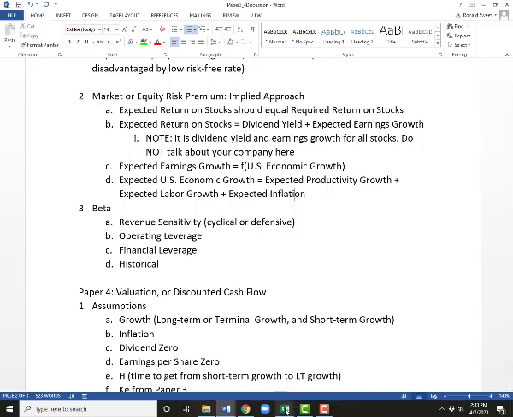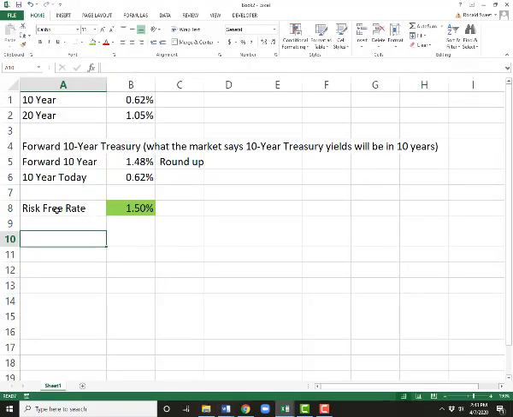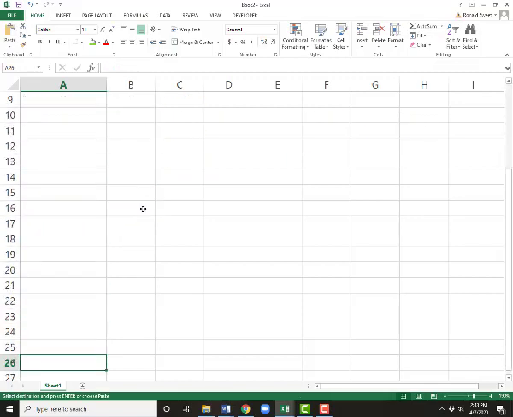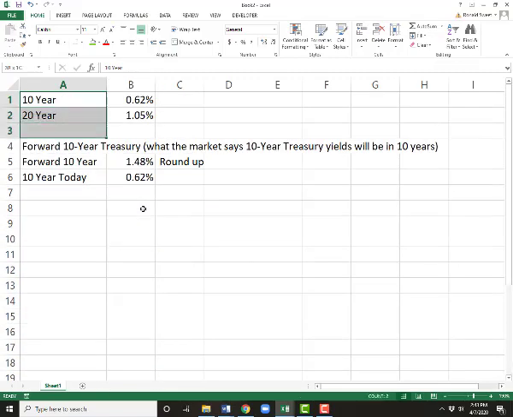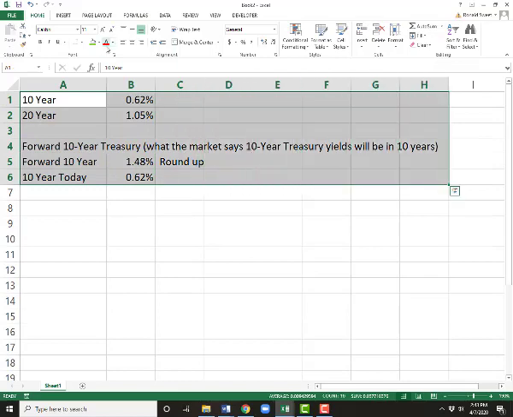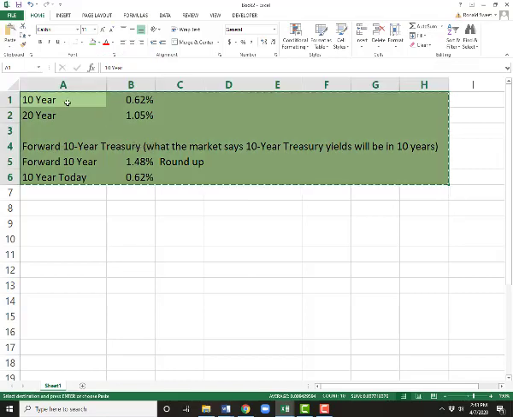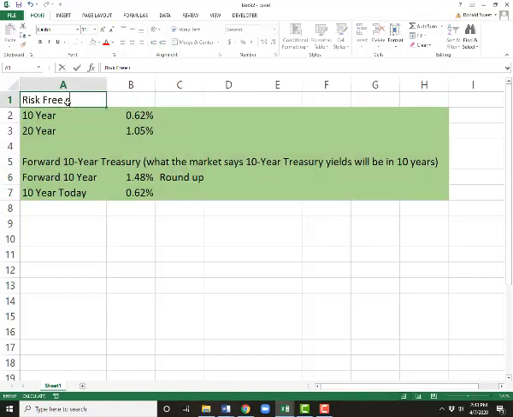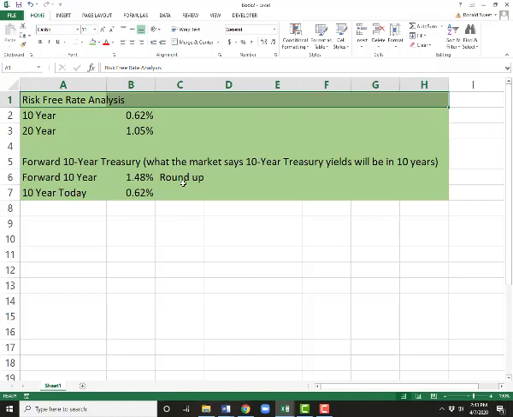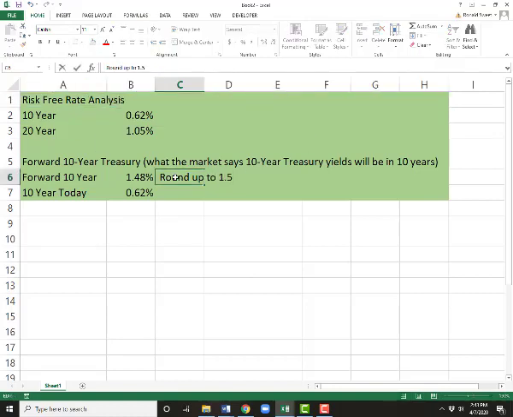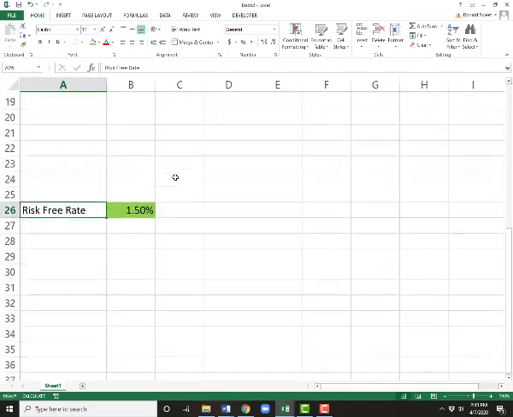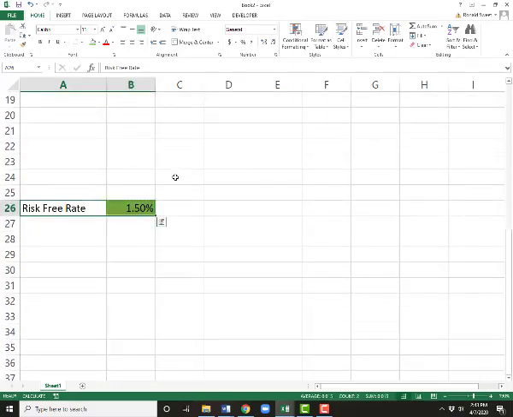So how do we get the dividend yield? I'm going to go back to my Excel. And so there's my risk-free rate. I'm going to move this down. So this top section up here is what I'm doing for the risk-free rate. And in doing that, I got 1.5%. So I round it up to 1.5%. So down here I have all my assumptions together. So my risk-free rate is 1.5%.